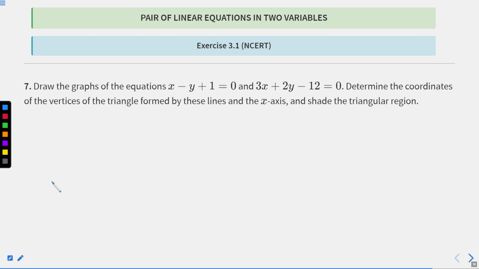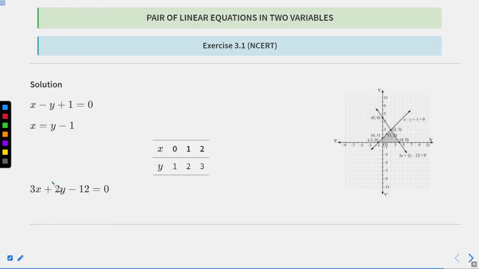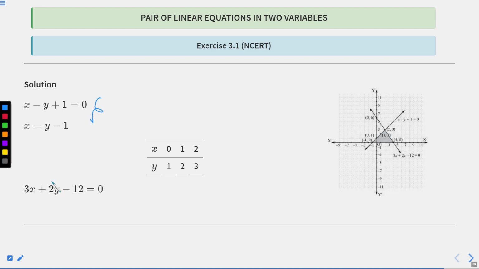And let us move to question number 7. So here, draw the graphs of the equations x minus y plus 1 is equal to 0 and 3x plus 2y minus 12 is equal to 0, and determine the coordinates of the vertices of the triangle formed by these lines and the x-axis. Okay, so here we have been given the equation x minus y plus 1 is equal to 0. So you can express x as y minus 1.